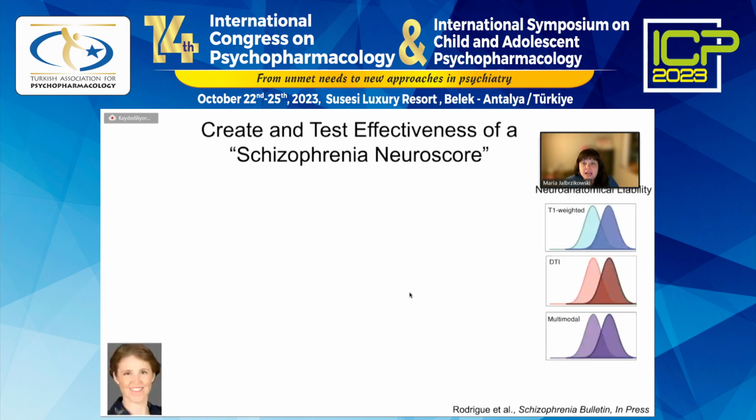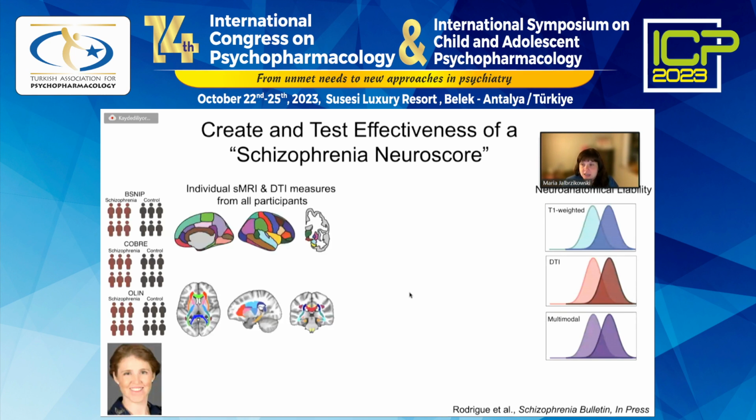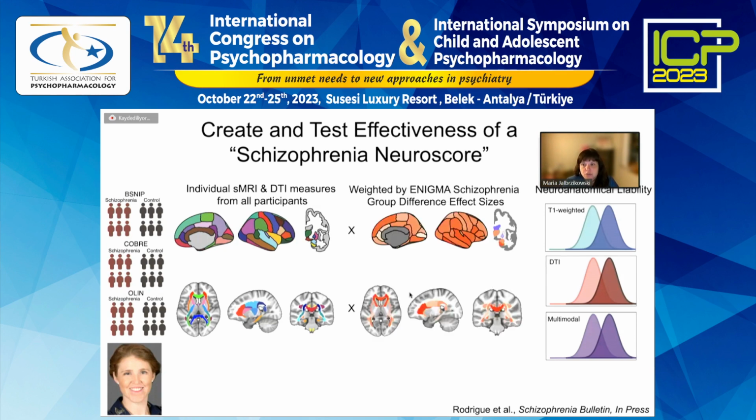And in this project led by Amanda Rodrigue in David Glahn's lab, we assessed 3 samples of adults with schizophrenia and healthy controls with MRI data. We extracted structural neuroimaging measures as well as diffusion-weighted imaging measures, which measure the large white matter tracts in the brain, weighted these individual values by the ENIGMA Schizophrenia Working Group effect sizes, and then we summed the score across the entire brain to create a single schizophrenia neuroscore.